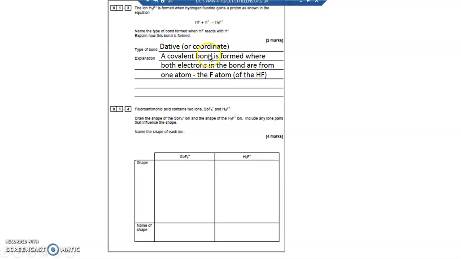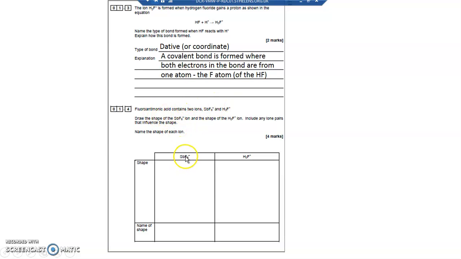So what actually happens is it's a covalent bond that's formed when both electrons have come from one of the atoms. So one of the atoms forming the covalent bond has put both electrons in rather than each atom putting 1 in each. And that's come from the F, because it's the F that's bonded to the H. So the F has put both electrons in to this covalent bond, and it's called a special kind of covalent bond. It's called a dative or coordinate bond, whichever you can remember.